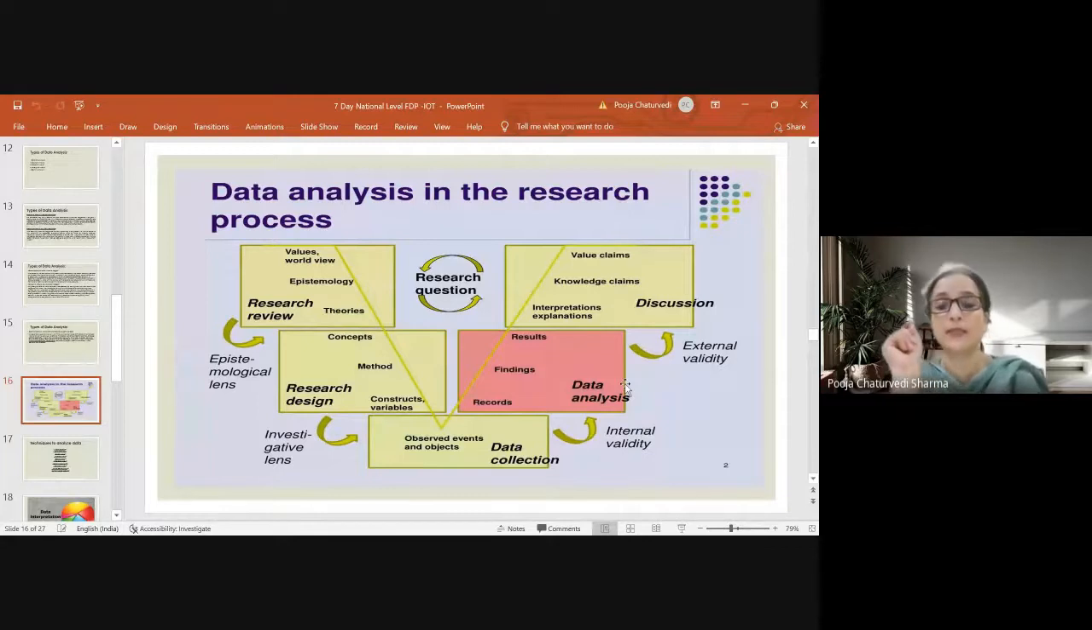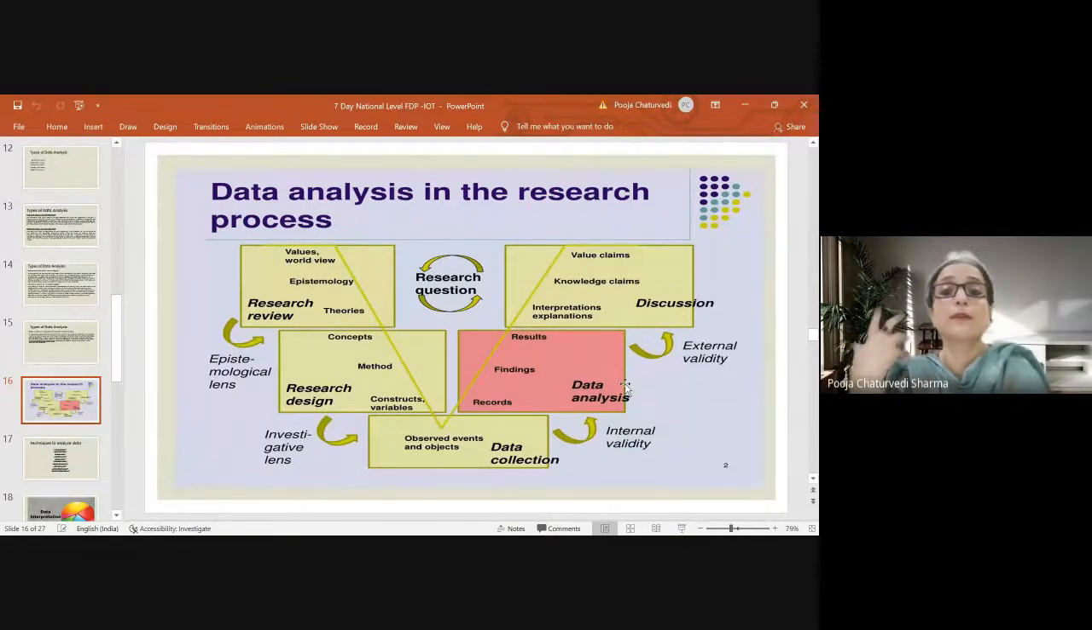So from data collection to data analysis, when you move, it is for your internal validity, because whatever you've collected, you're going to analyze it. Now, what you've analyzed and the interpretation that you derive out of it needs some external validation. Whatever you're writing, if it is not getting accepted by any journal, if it is not heard by people, if it is not read by people, it means there is no external validation of your work, right?